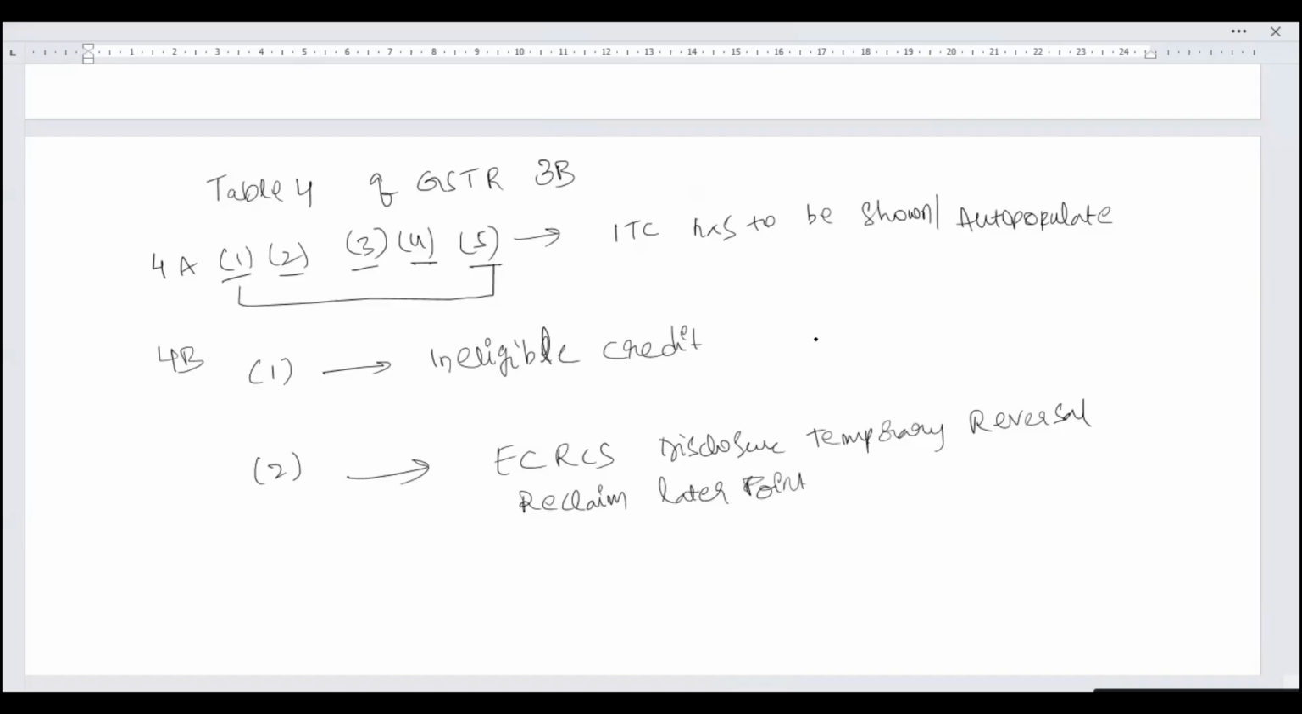So whatever month you got the credit, the government said, don't alter. If you don't want the credit, you disclose that item in table number 4B2, which is nothing but your temporary reversal. You can reclaim it at a later point in time. This is the intent of the government, where ECRCS came into the picture.